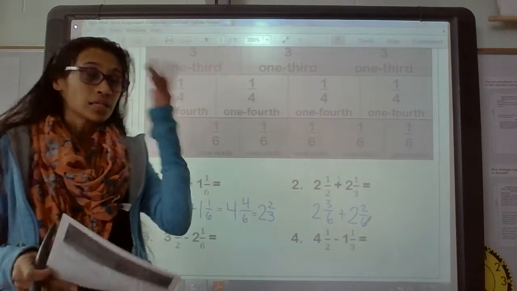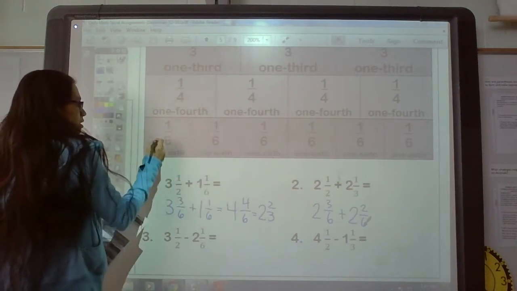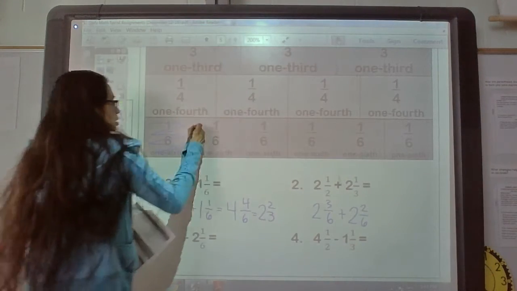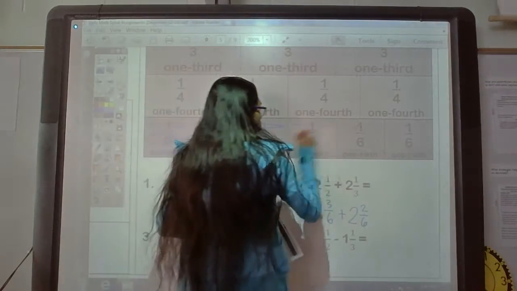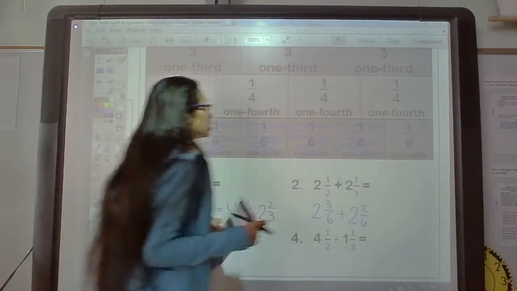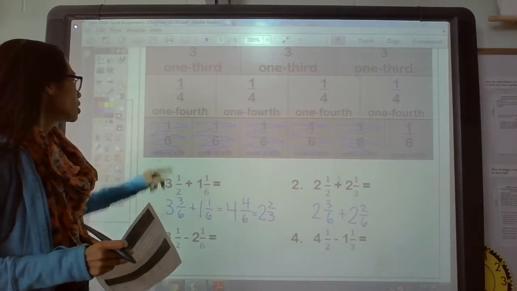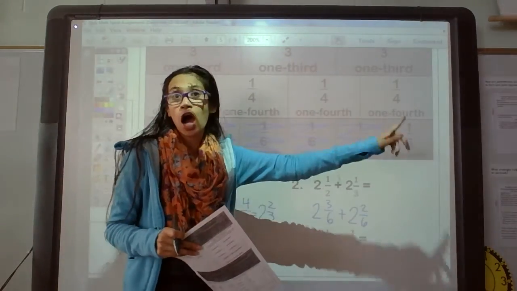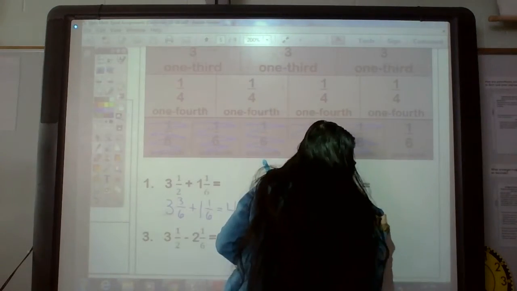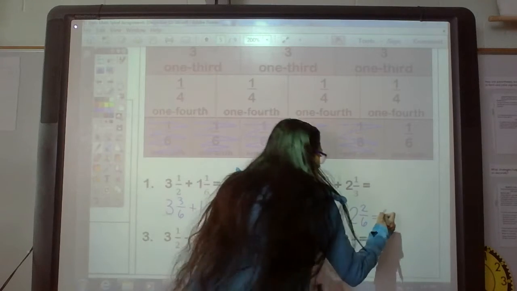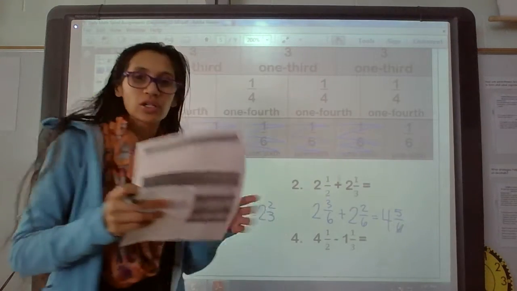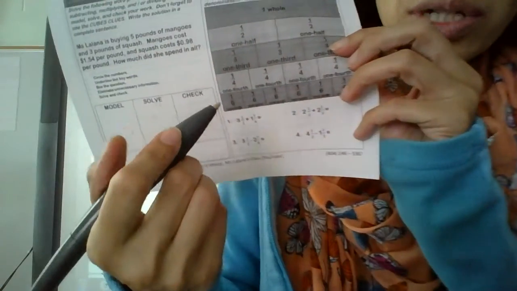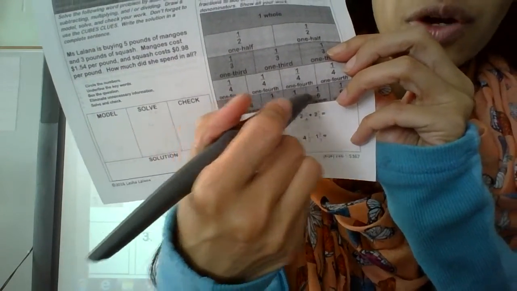Now we can add, I have 2 and 3/6 plus the 2/6. How many sixths did we color in? 1, 2, 3, 4, 5. 5. The whole number 2 plus 2 is 4. And 5/6. And look right there at our sheet. Count 1, 2, 3, 4, 5.